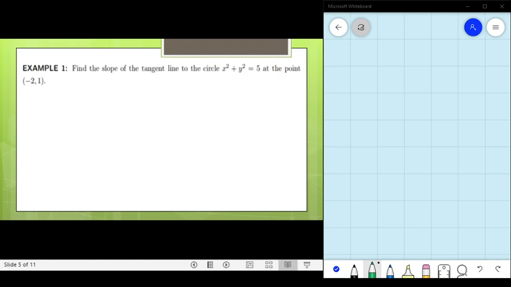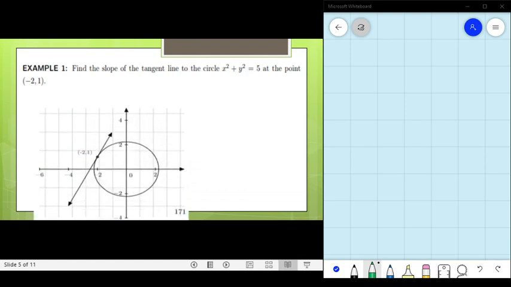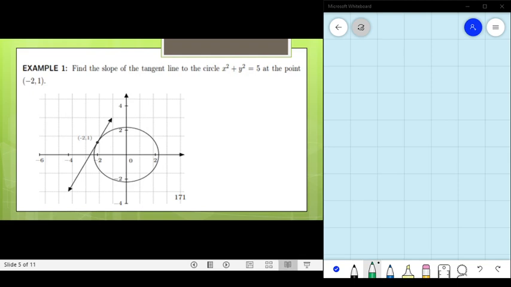Okay, example number 1. Find the slope of the tangent line to the circle x squared plus y squared equals 5 at the point -2, 1. So if we are going to graph the situation, the circle is this one with the center at the origin, and then the radius is the square root of 5, so 2 point something. We have 1, 2 point something. Okay, and then the point of tangency is -2, 1.